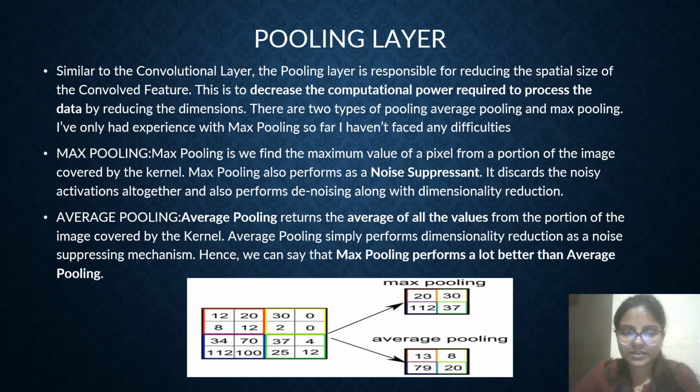Next we come to average pooling. Average pooling returns the average of all the values from the portion of the image covered by the kernel. Average pooling simply performs dimensionality reduction as a noise suppressing mechanism. Hence we can say max pooling performs a lot better than average pooling. We can see it in this image, where we have a matrix converted with max pooling, taking the maximum values of the portion of the image, and with average pooling, taking the average of the portion of the image that is input to the pooling layer.